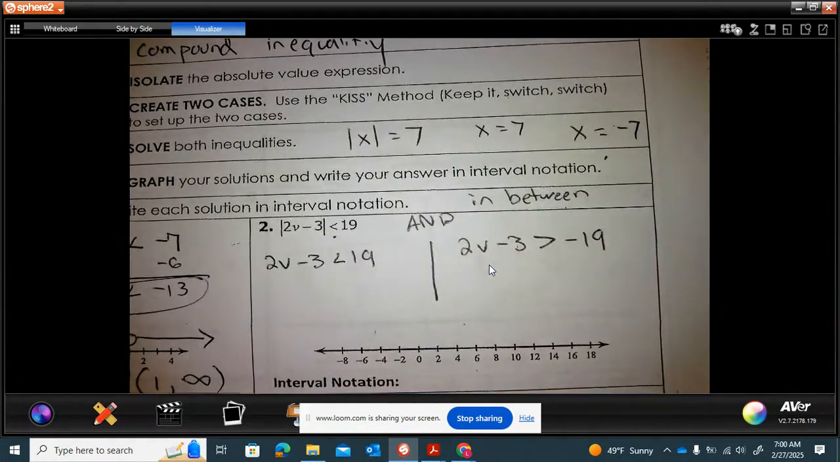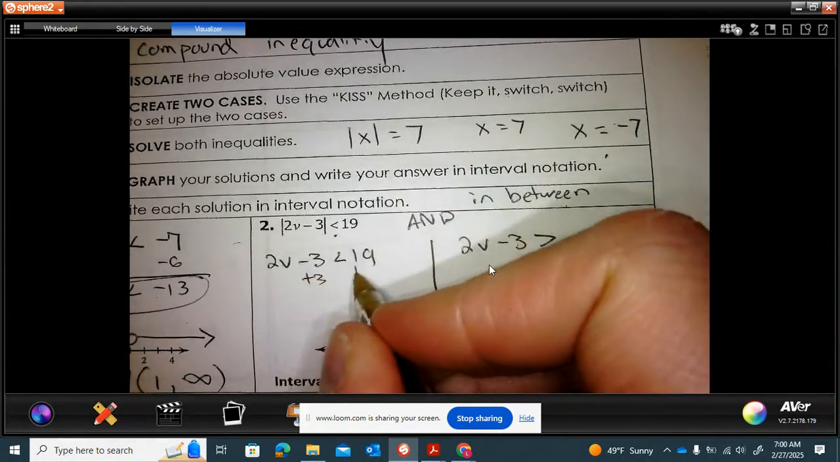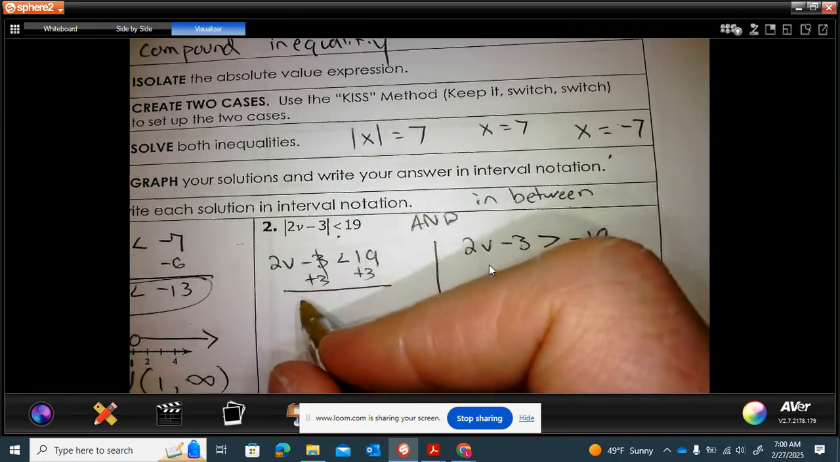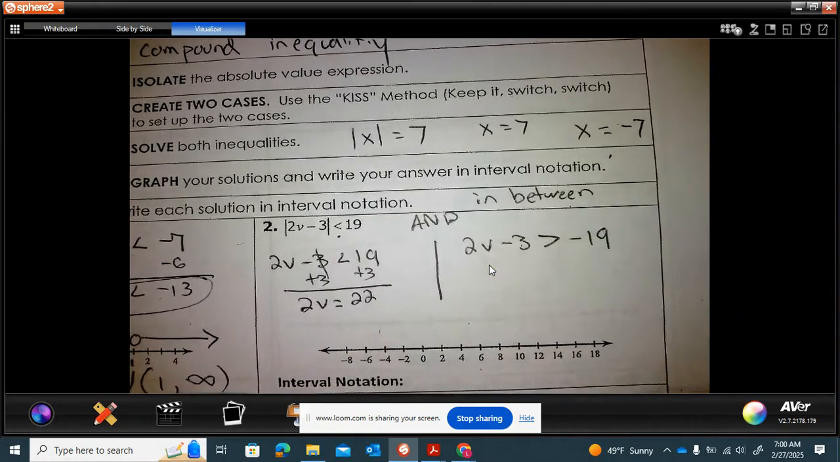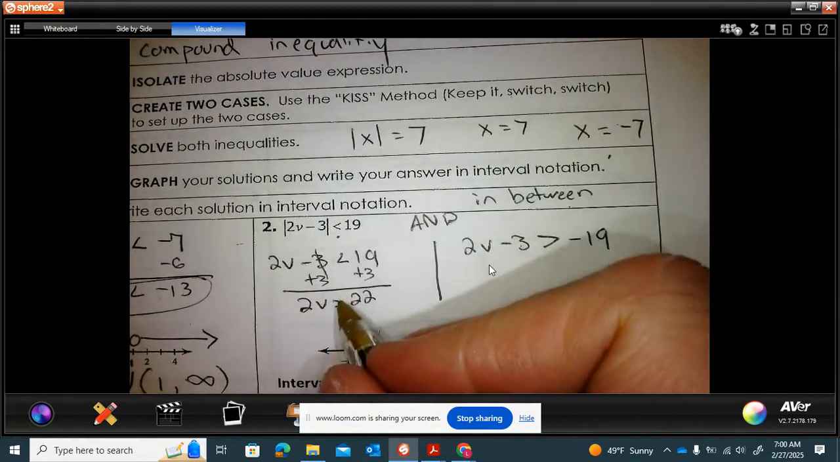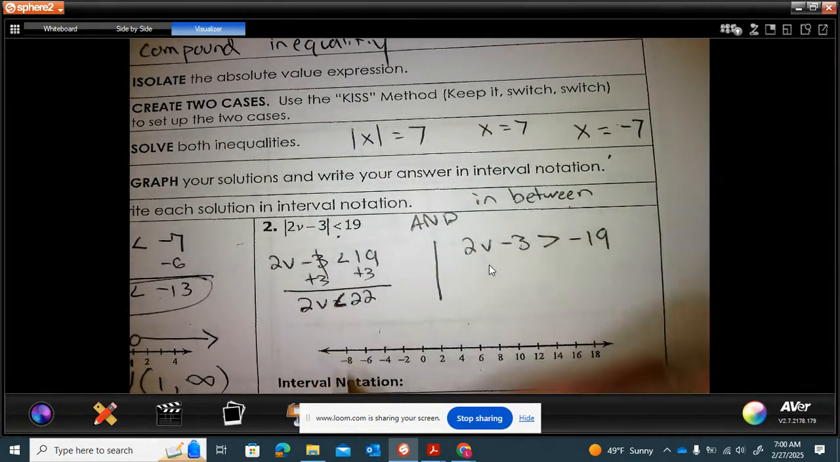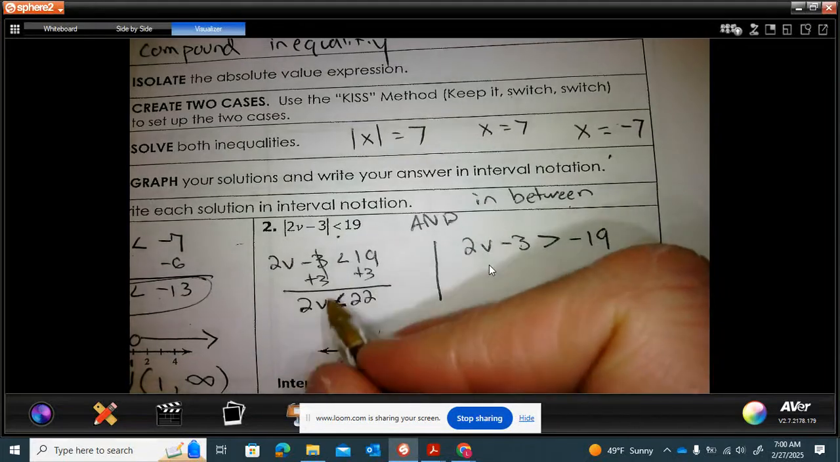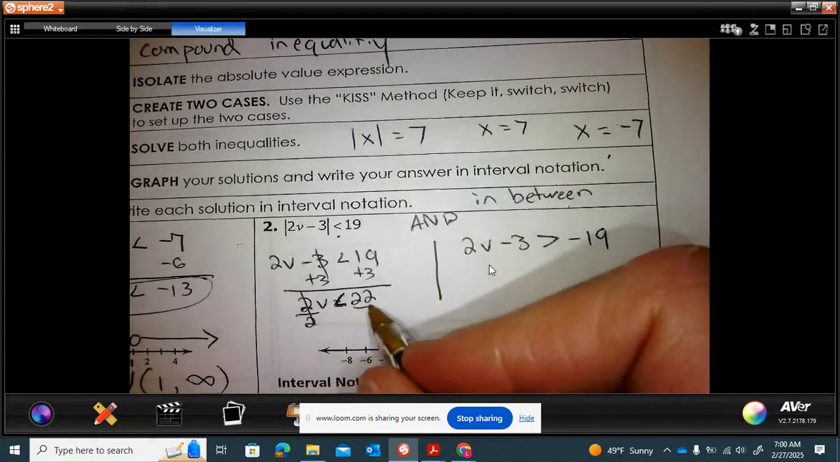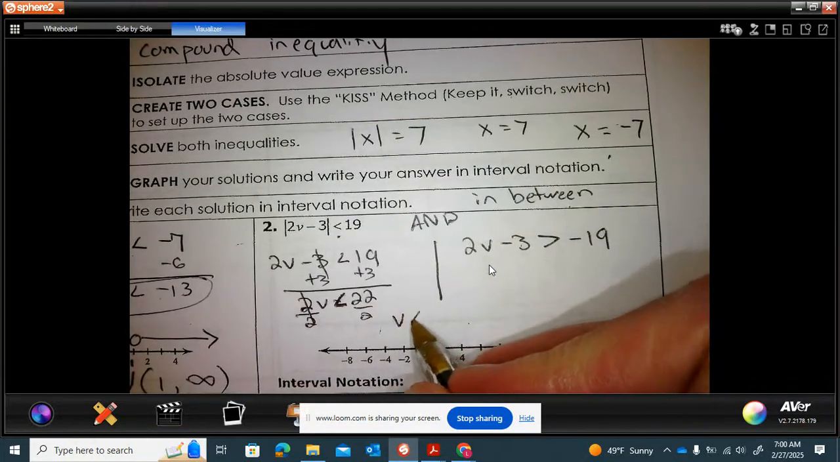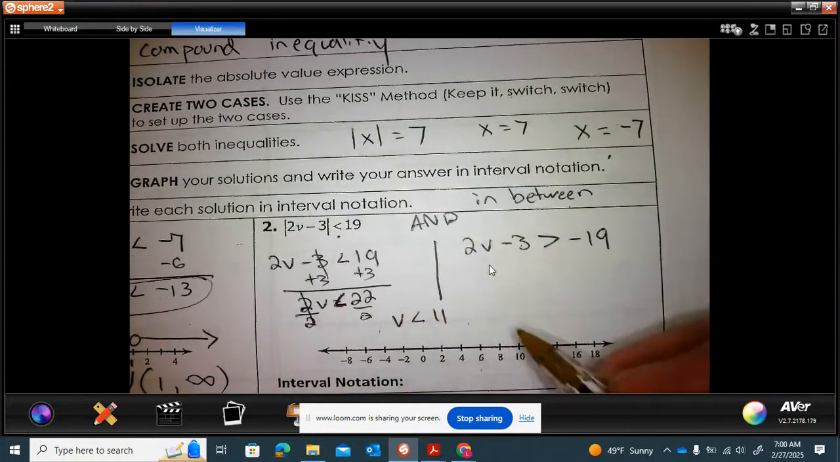So then I go and I solve these inequalities. I add 3 to both sides, and I'm left with 2v less than 22, 19 plus 3. Don't make that an equal sign. It's less than. You keep the same inequality symbol the whole time. Divide by 2. Divide by 2. V is less than 11.